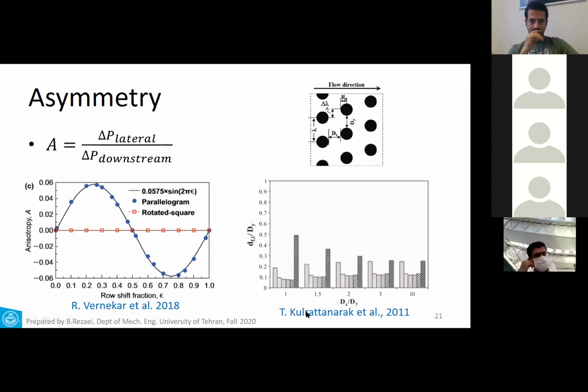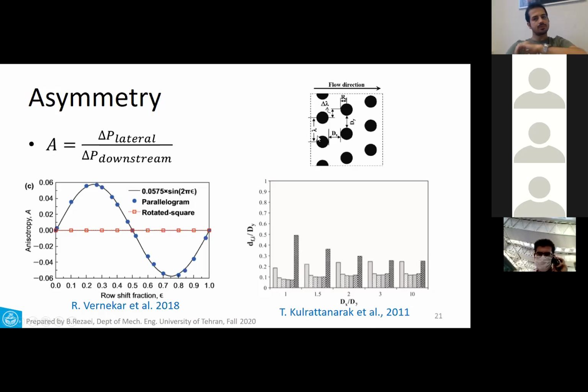And Mr. Kulratanarak came and did some change in the DLD design. You see here in the right side upper part, dx and dy. dy is the gap, but dx is not the gap, it's the distance between two rows. He increased this dx, and you can see he did it for one time dx equal dy, the other time 1.5, and one time 10.